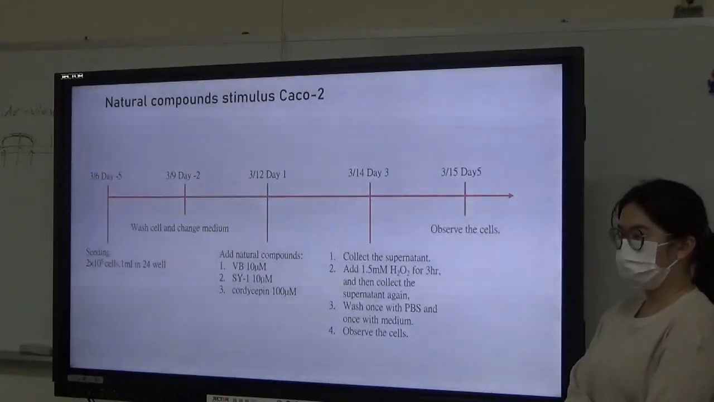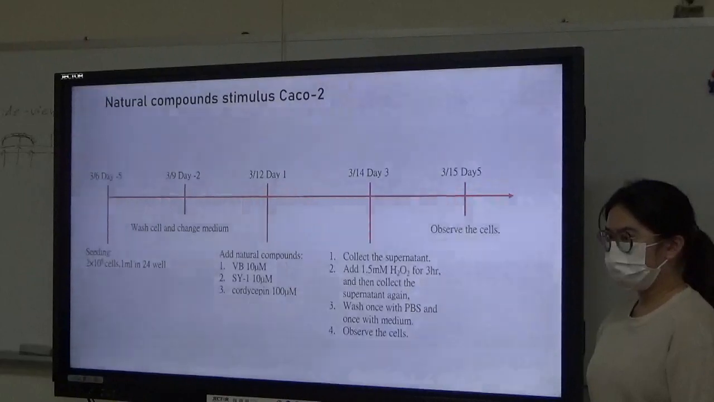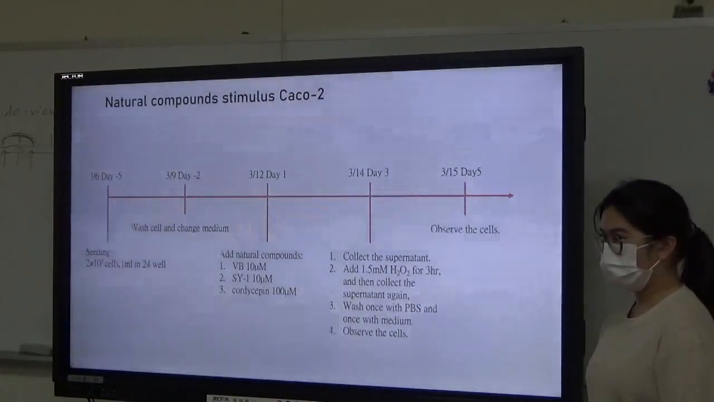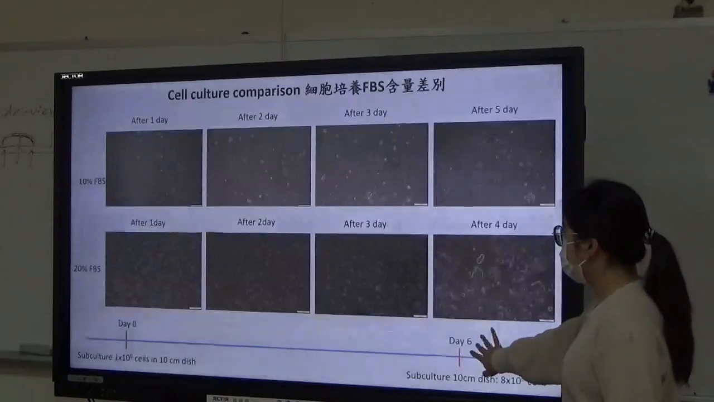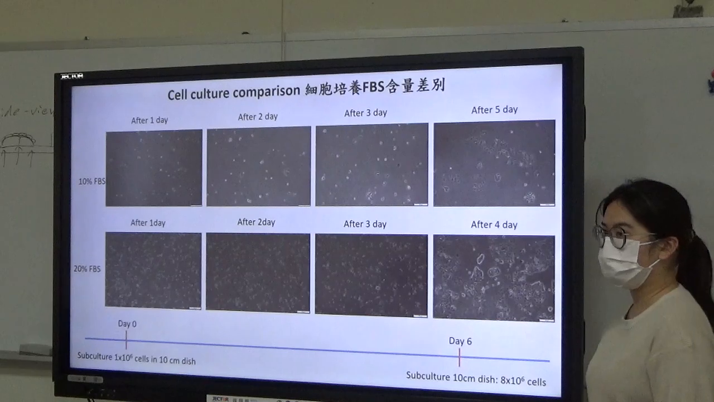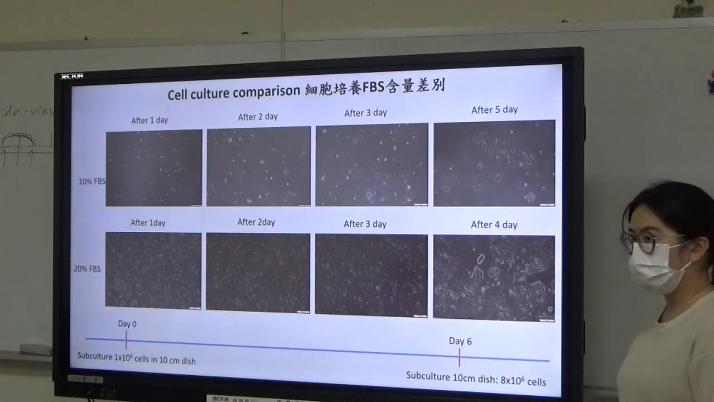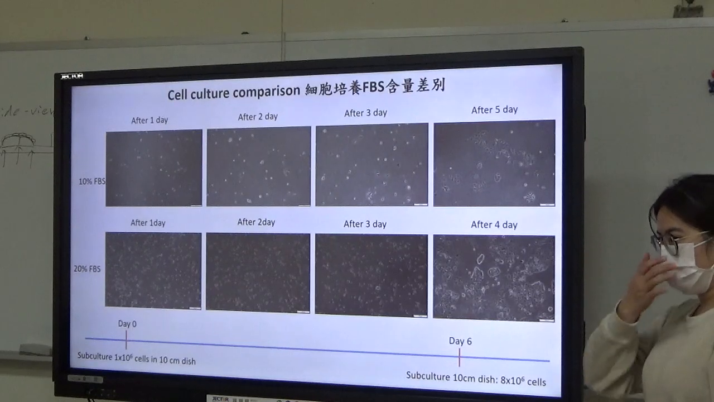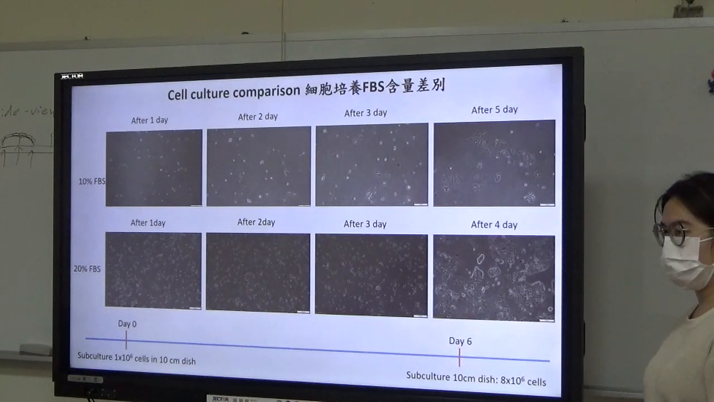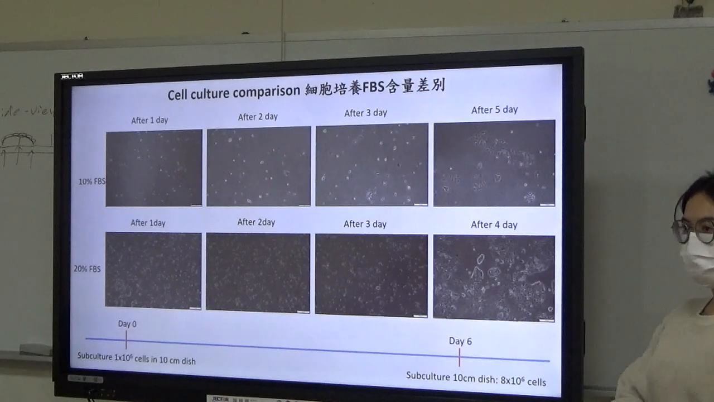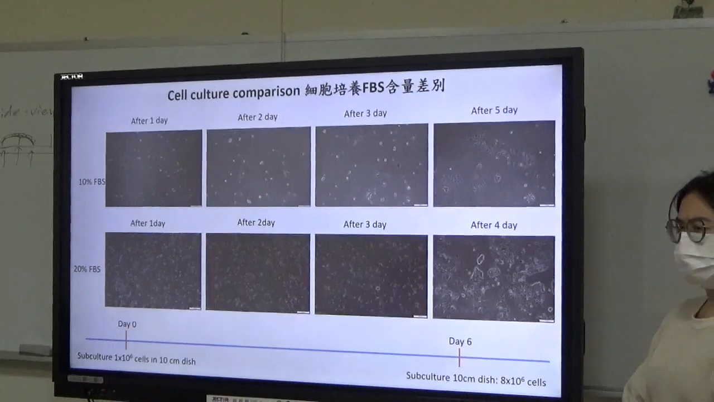And so we come back to the culture image. We cannot find any dome-like shape in the Caco-2 cells. After differentiation of the Caco-2 cells, they usually form a mysterious dome shape.